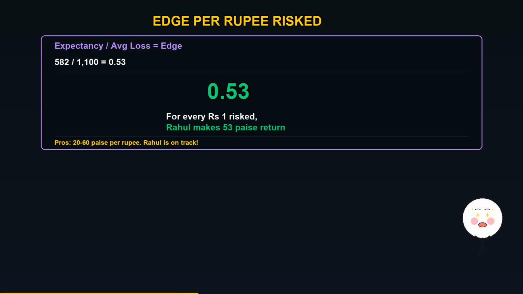Rahul's edge per rupee risk. Take the expectancy, 582, and divide by the average loss, 1,100. 582 divided by 1,100 equals 0.53. This means for every single rupee Rahul risks, he makes 53 paise in return. His edge is 53 paise per rupee. This is a strong edge. Most professional traders have edges between 20 and 60 paise per rupee. Rahul is right in that range. He just did not know it until now.